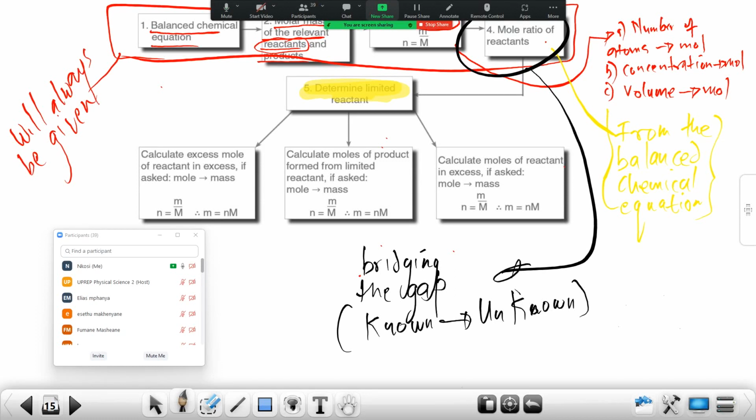So guys, in simple English, you need the number of moles. The number of moles is your basic starting point. After getting the number of moles, you use the molar ratio. But what do we need the molar ratio for? It is for bridging the gap. The molar ratio, or mole ratio, is what allows me to go from the known to the unknown.